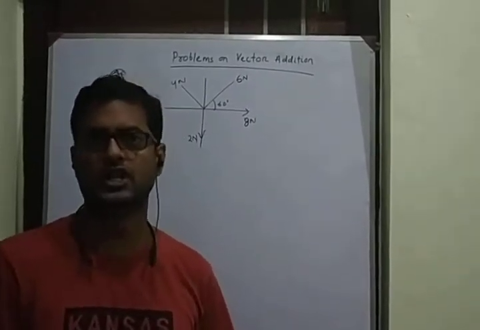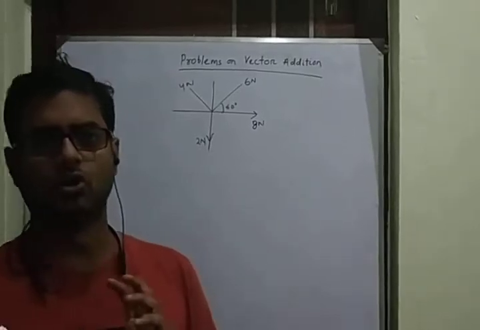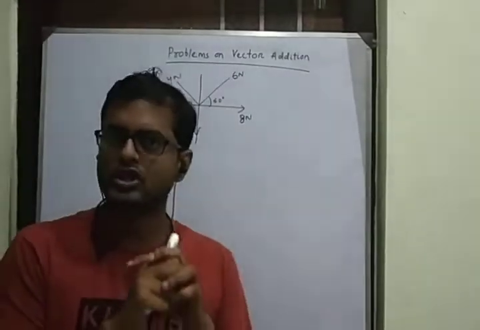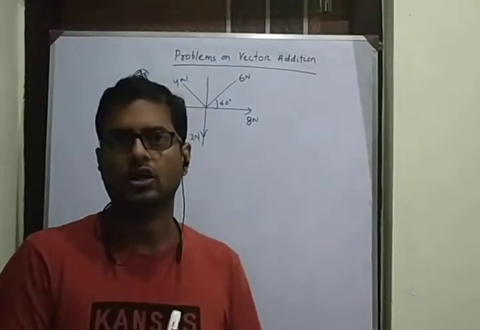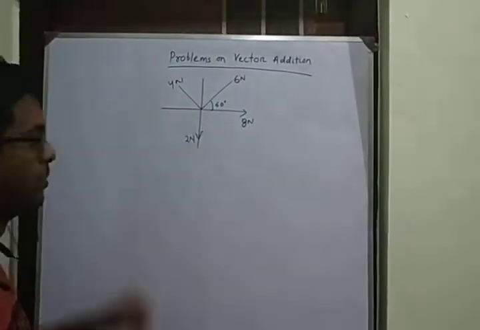In the polygon law we just discussed the diagram, but we have not discussed any mathematical technique or idea to solve or to add more than two vectors. So here is a problem.